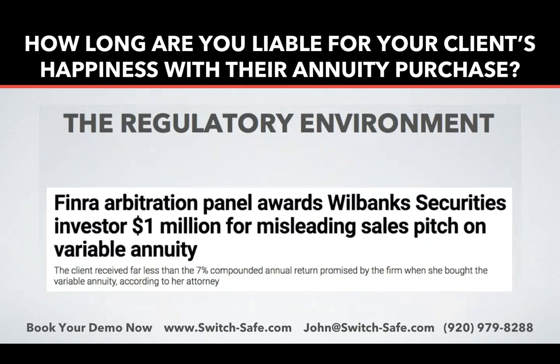But what about even if you do it right? What if you disclose and get that paperwork done right, and the client just decides in the future they're not happy with what they bought? So this arbitration panel gave an investor $1 million for what they're saying was a misleading sales pitch on a variable annuity. The client received far less than the 7% compounded annual return promised by the firm when she bought the VA, according to her attorney.